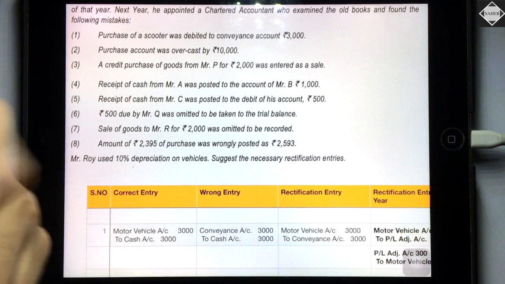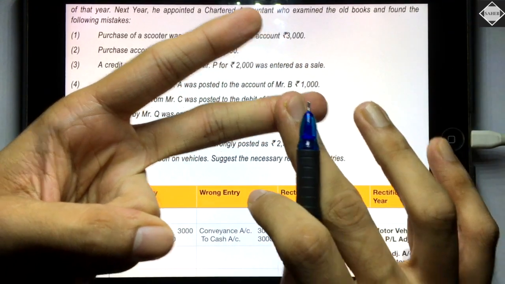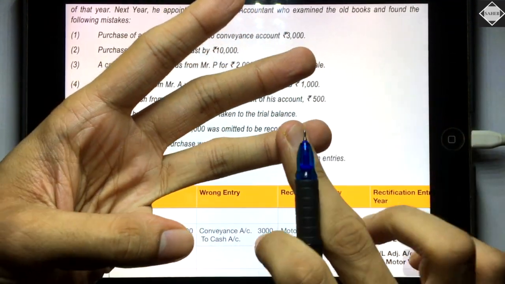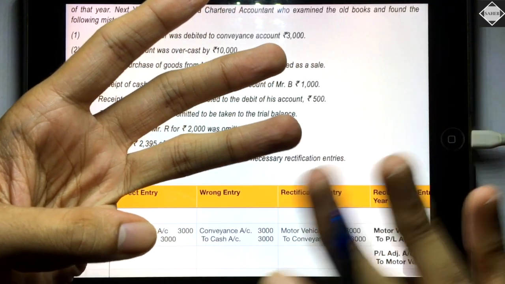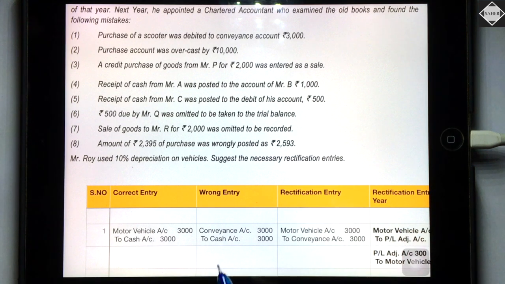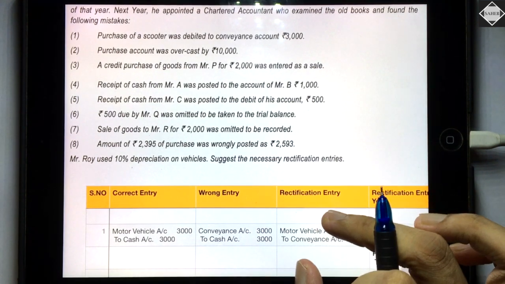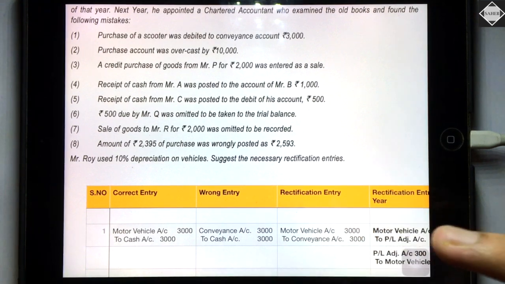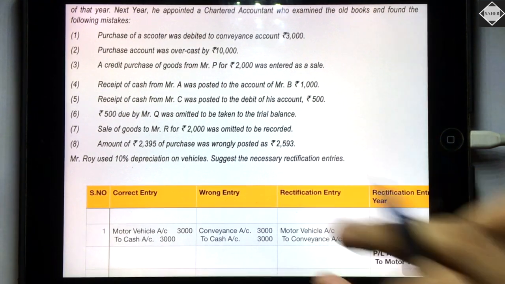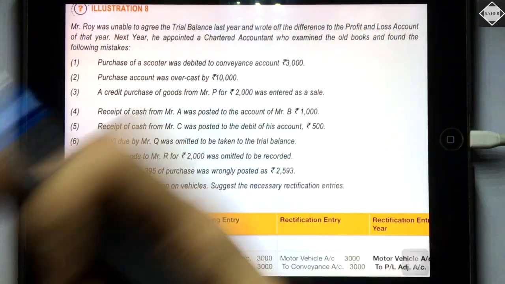What is that approach? Reverse what is wrong, record what is not recorded, and whatever has gone right, do not touch that. The cash account is right, do not touch it. It has been completely accounted for properly in the wrong entry also, so you will not touch that in the rectification entry. This is the rectification entry in case the error happened in the current year and was rectified in the current year. But this error is of the previous year.